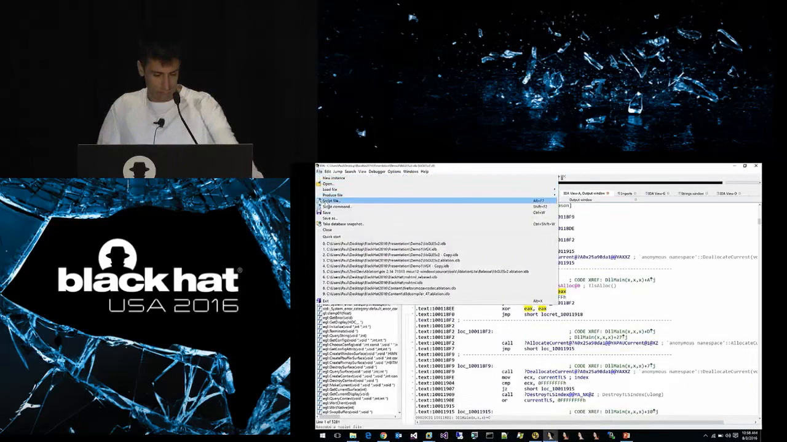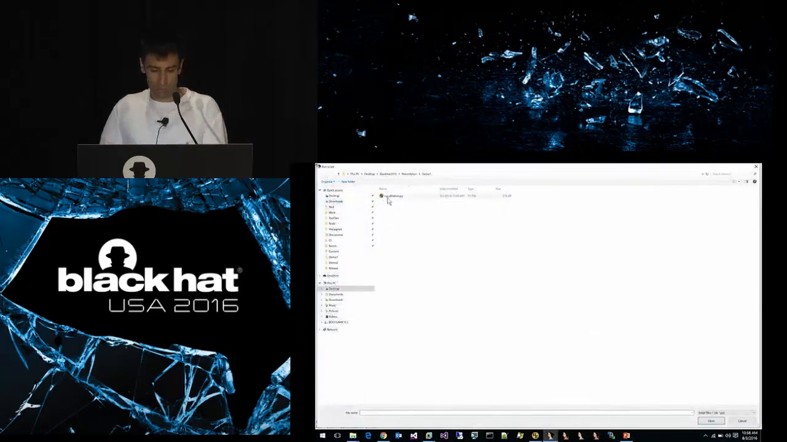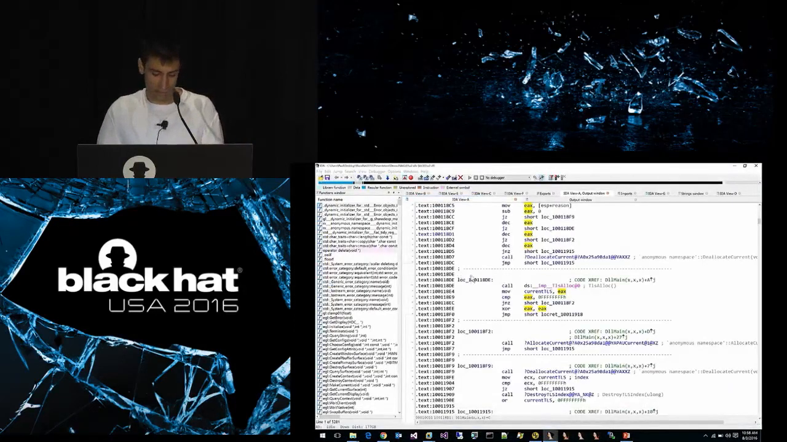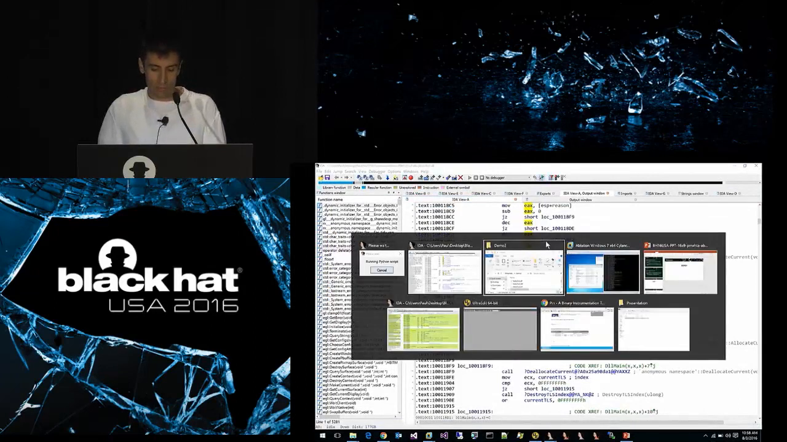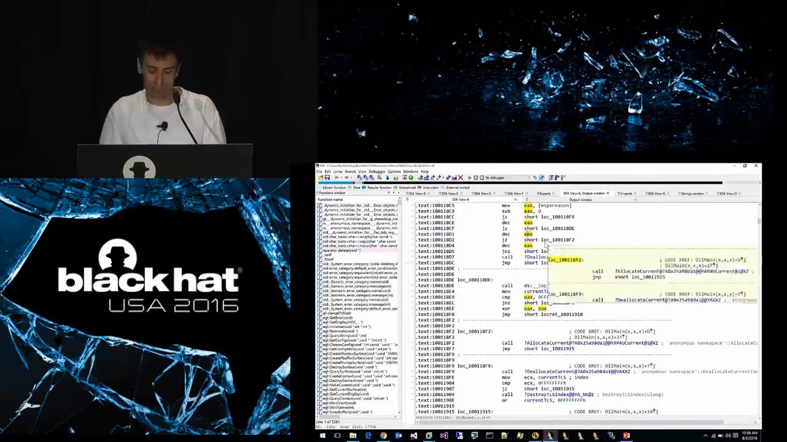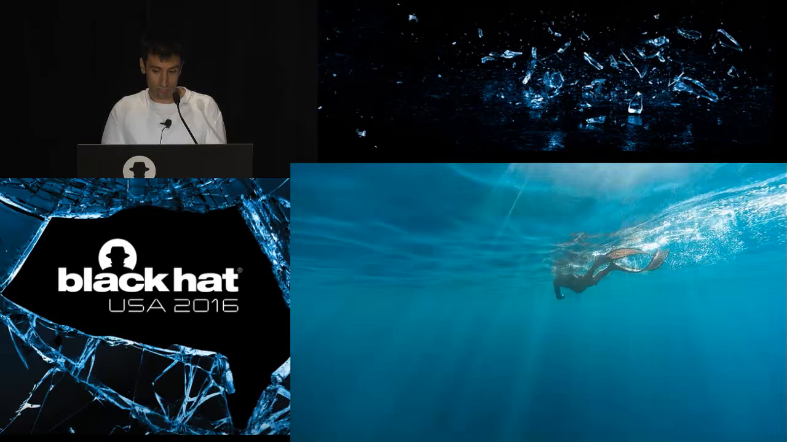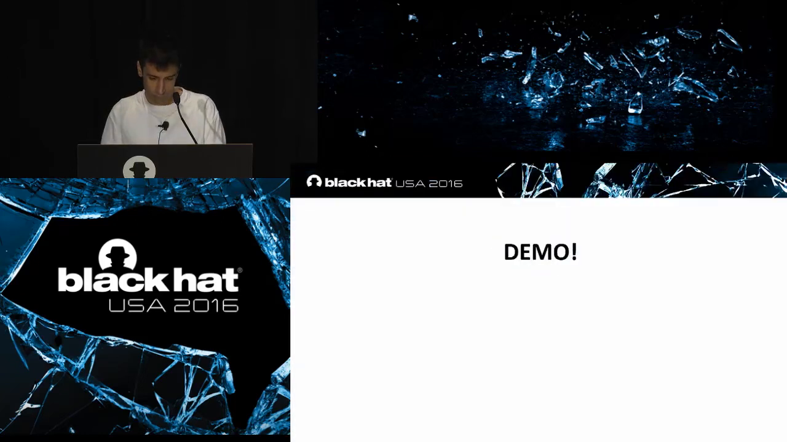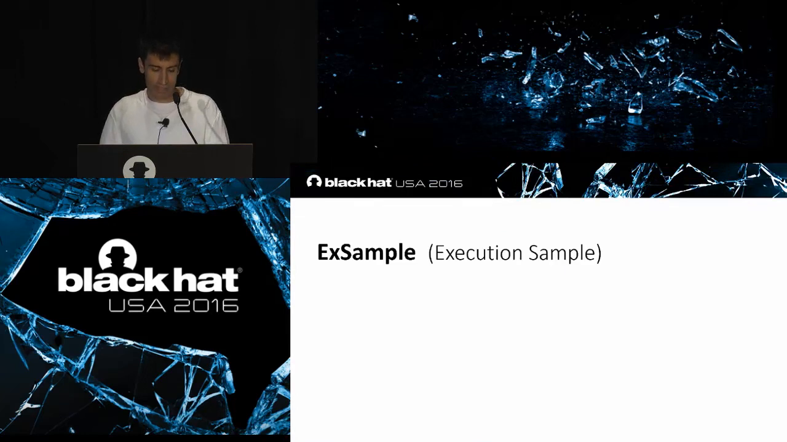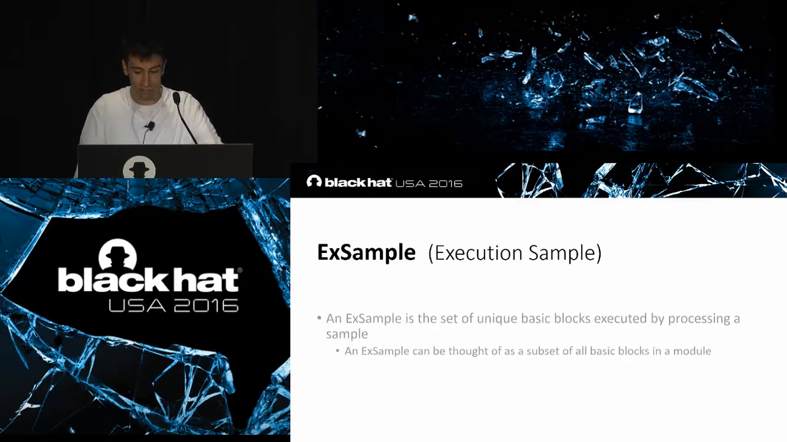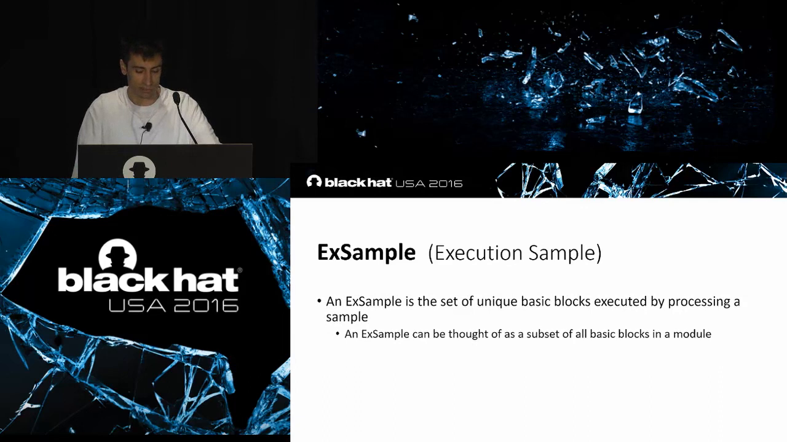Now, when we run it, you'll see certain features have been exercised, certain ones haven't, but this is where the fuzzing comes in. Now, it's a term that I call ablative fuzzing. And it makes use of what I call an X sample. And it's really just the set of basic blocks that a single sample executes.